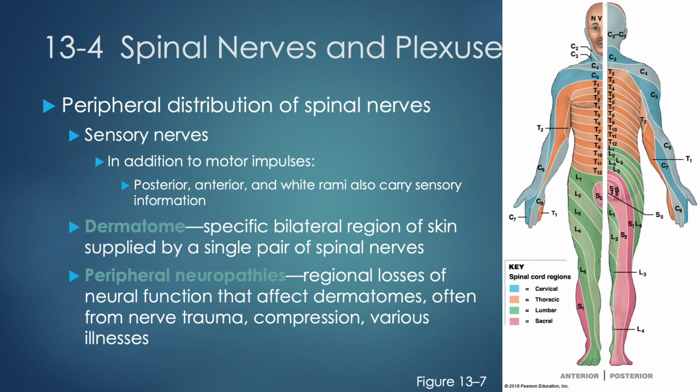So we talked before about how spinal nerves are mixed. They're both sensory and motor. But in addition to motor impulses, the posterior, anterior, and white rami will also be able to carry sensory information. The image that you see on the right is figure 13-7 from your text, and it's showing you a map called a dermatome map, and it is showing all these different areas on our body that are innervated by a single pair of spinal nerves.